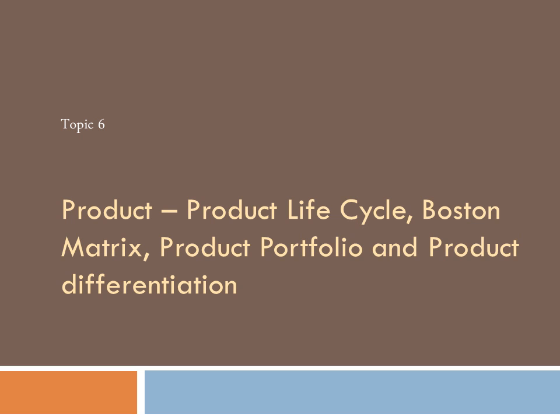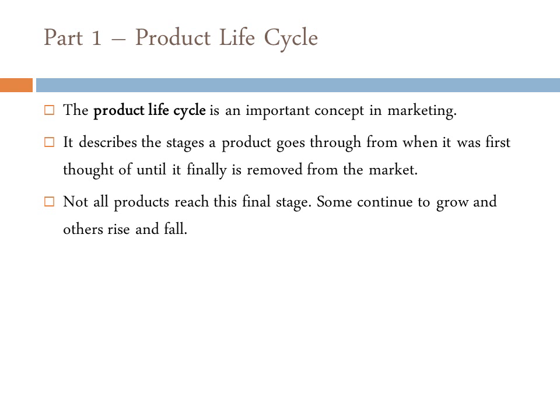So topic 6, we're looking at product, the first of our 4 Ps. As part of that, we're going to look at the product life cycle, the Boston matrix, product portfolio, and product differentiation. So the marketing function, part of its job is to produce a distinctive product.